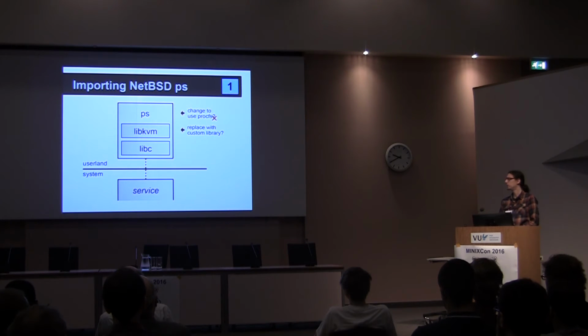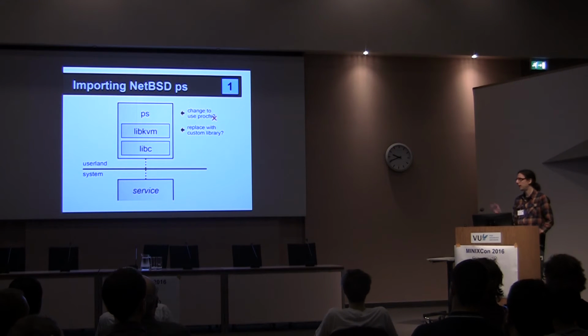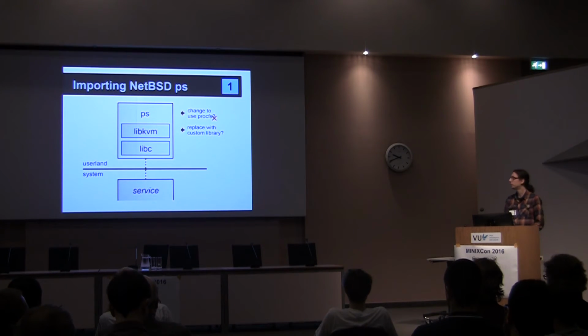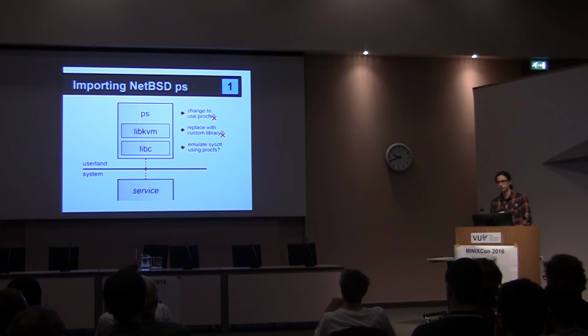Second option was to make use of the fact that PS uses an abstraction library, libkvm, to get the process information from the system. And we could replace this with a custom implementation on Minix in order to make use of ProcFS. However, I seriously considered this until I found out how many other utilities are also using sysctl in the system. And that sort of shifted my focus from just getting PS to work to getting sysctl to work in general. And that meant that libkvm would not be a full solution to the problem that we were actually facing here.